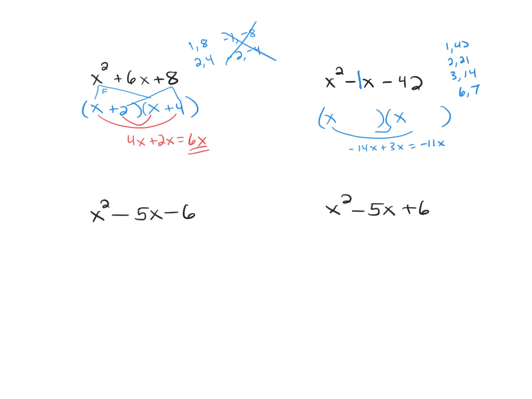So I'm going to put a minus 6 and a plus 7 and see what happens. My O gives me 7x, and my I gives me minus 6x. That's a 1x. Oh, almost. I need a negative 1x. So what that means is I just need to change the signs and make this one a plus and this one a minus, because then it's negative 7x plus 6x, which is negative 1x.